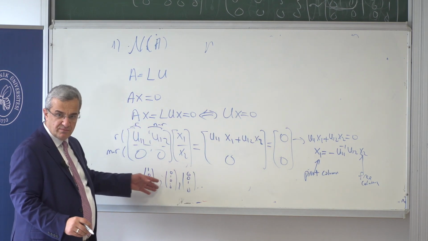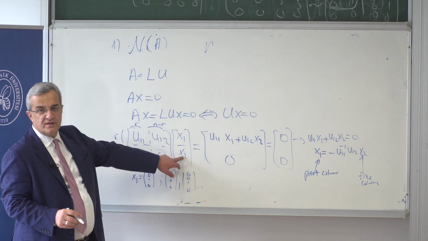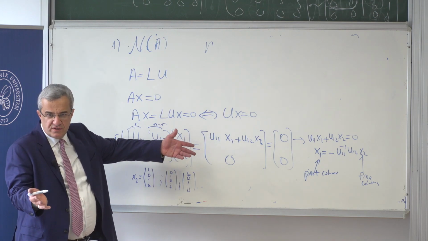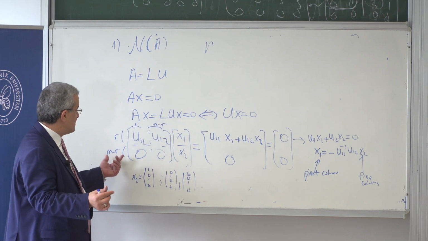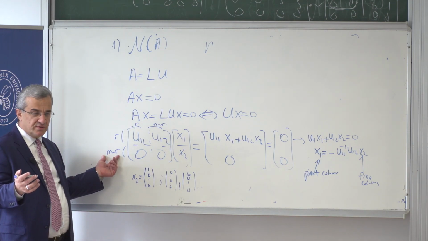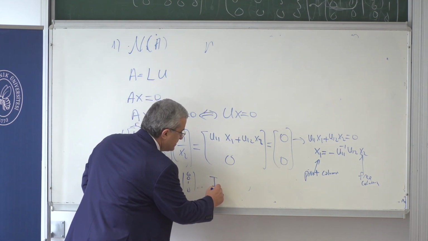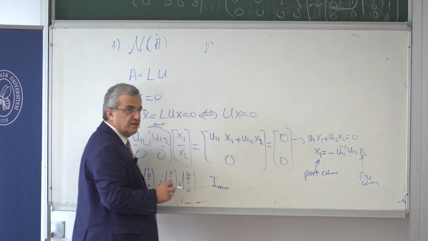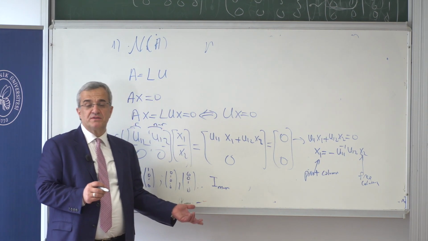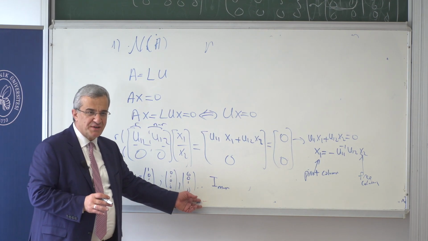Right? I can take them every time. These are free. Freely I can pick x2 as I wish, right? And how many am I going to have? M minus r of them, right? So what do I pick? I just pick identity. I just pick the M minus r dimension identity matrix, I can pick them, right?